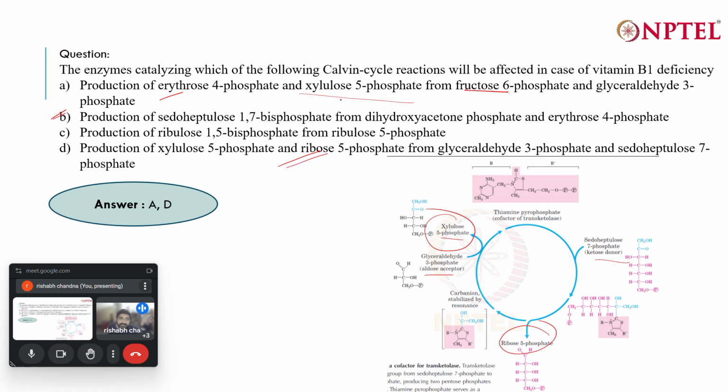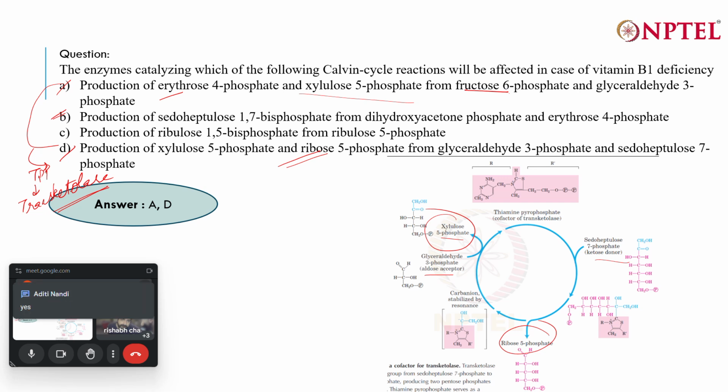Okay, so TPP is basically involved in the transketolase enzyme. That's why these two options A and D are correct. Okay, is the explanation fine? Okay, so let's move on to the next question.